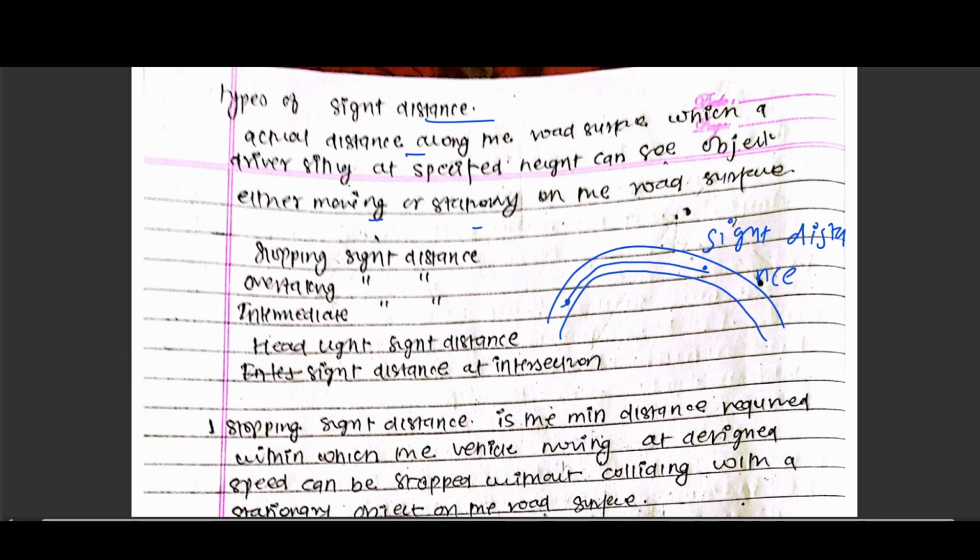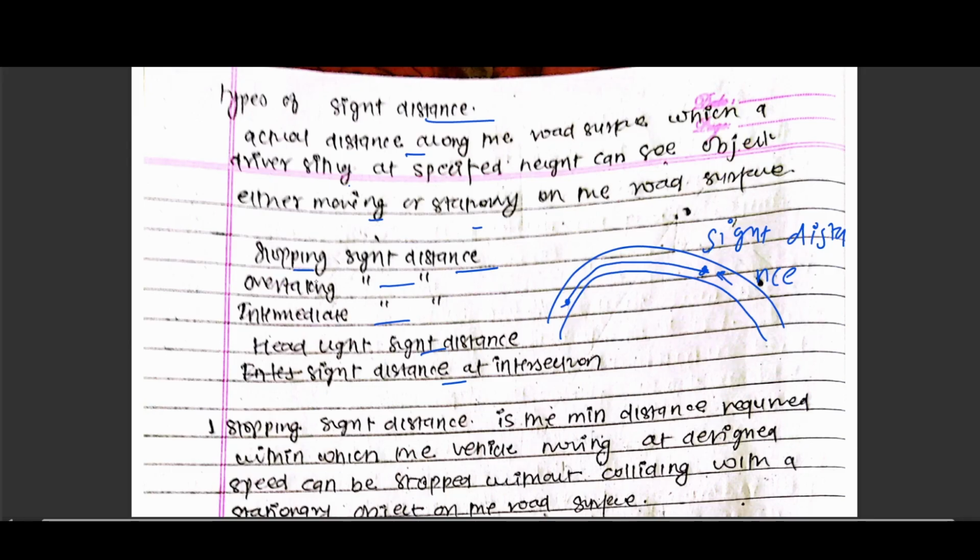The object may be stationary, like a tree or some obstacle, or it might be a moving vehicle in the opposite direction. So it might be stationary or it may be moving. That is known as the sight distance. The types of sight distance are the stopping sight distance, overtaking sight distance, intermediate sight distance, headlight sight distance, and sight distance at intersection. Let me explain all of them in a very simple way.